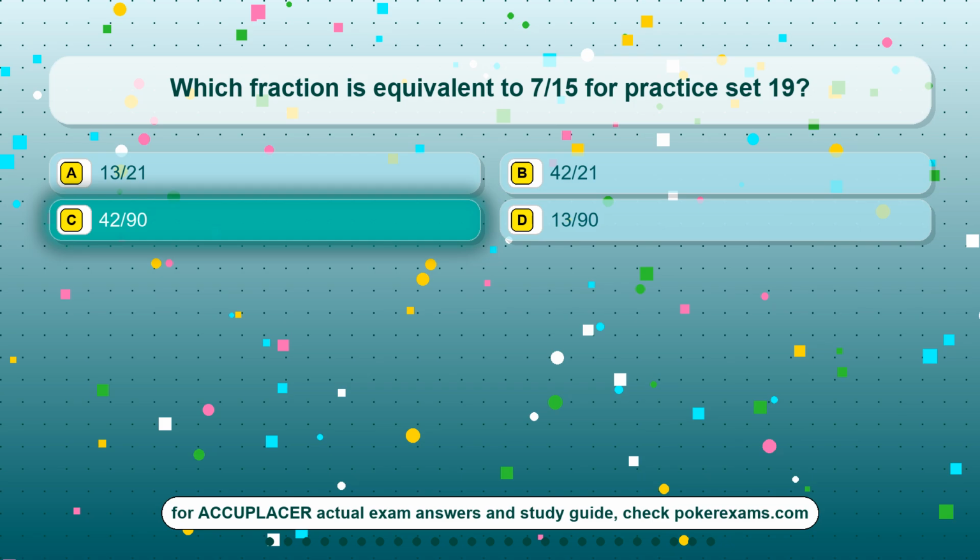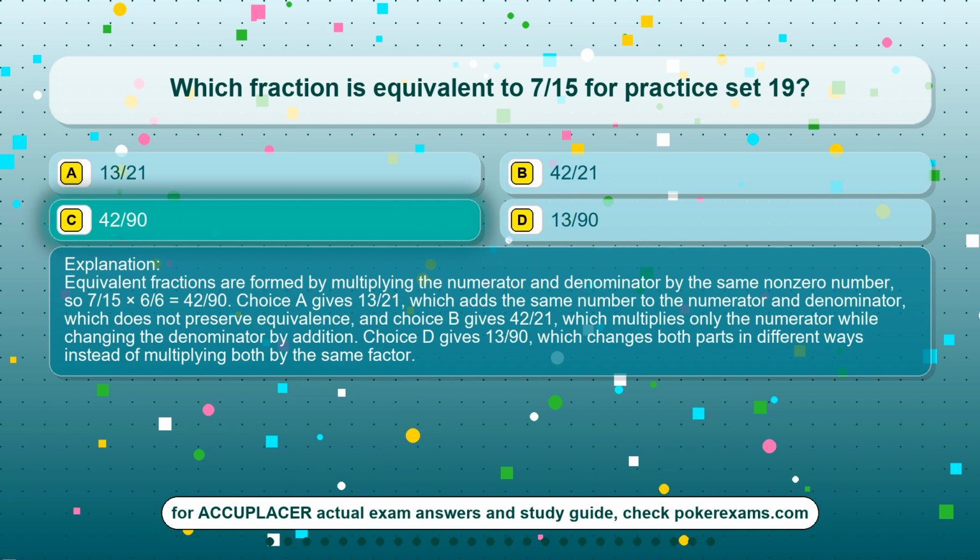The correct answer is option C, 42/90. Equivalent fractions are formed by multiplying the numerator and denominator by the same non-zero number, so 7/15 times 6/6 equals 42/90. Choice A gives 13/21, which adds the same number to the numerator and denominator, which does not preserve equivalence, and choice B gives 42/21, which multiplies only the numerator while changing the denominator by addition. Choice D gives 13/90, which changes both parts in different ways instead of multiplying both by the same factor.